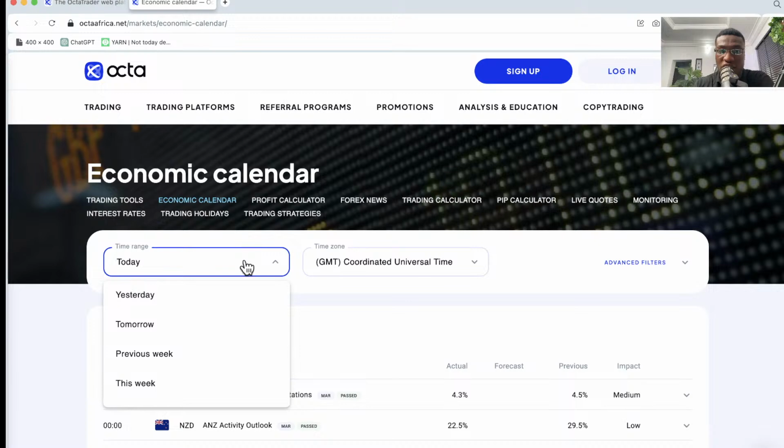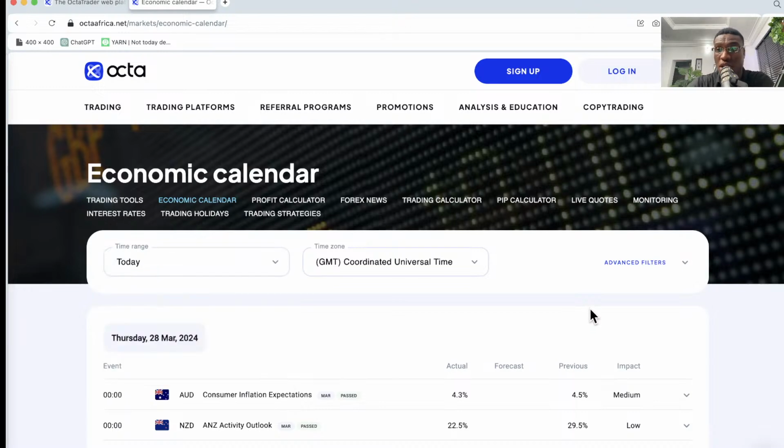You can always change this using the time range tool. You can change this to tomorrow, yesterday, the previous week, next week, previous month, this month, next month, and all that. So just in case you missed out on any event, or you have a particular event that you want to look forward to, you can always take advantage of the time range.